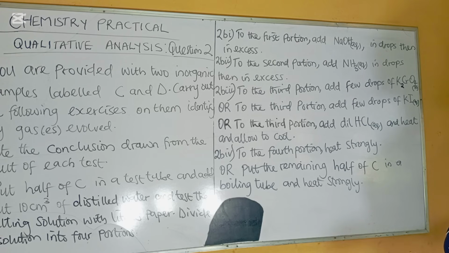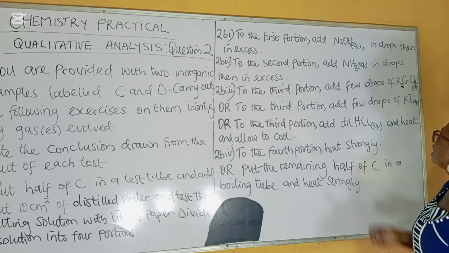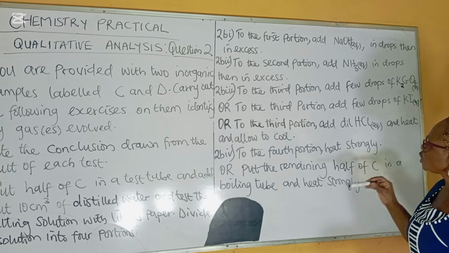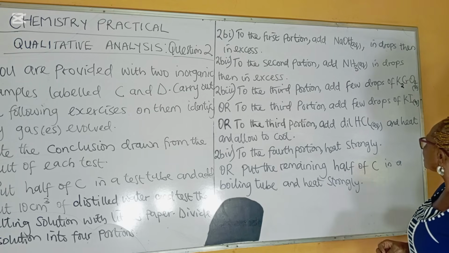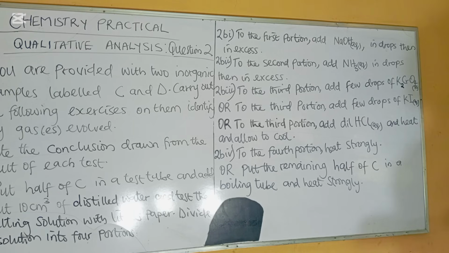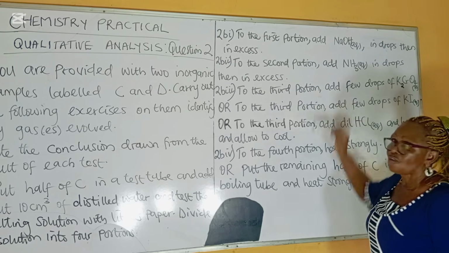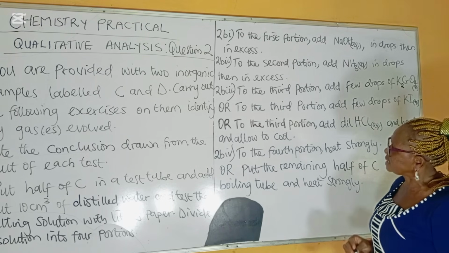Then 2BIII. To the third portion, add few drops of K2CrO4 solution. Or to the third portion, add few drops of potassium iodide. Or to the third portion, add dilute HCl aqueous and heat, then allow to cool. You might wonder why the "or" is there. This is supposed to be a confirmatory test for the cation we are expecting.